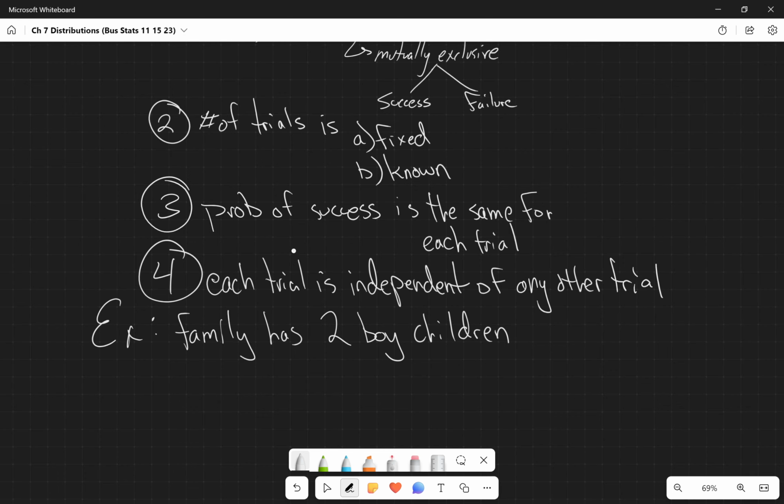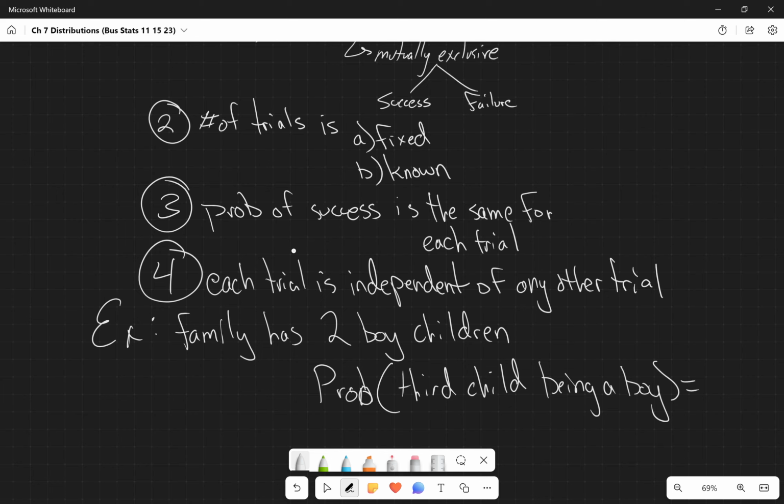The probability of a third child being a boy is still equal to 0.50. The gender of the third child is independent, or let's say the sex of the third child is independent of the sex of the other 2. I can figure out their gender later.